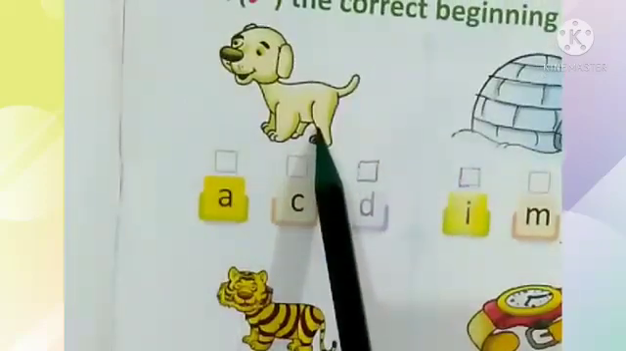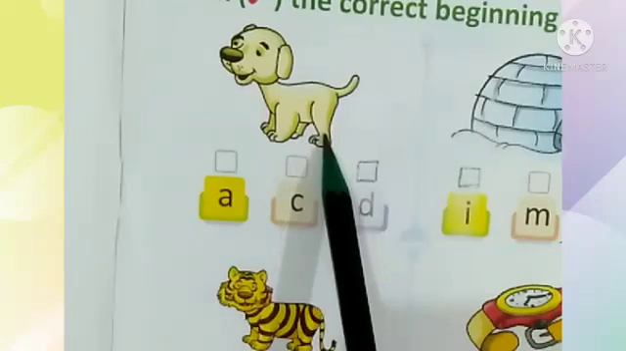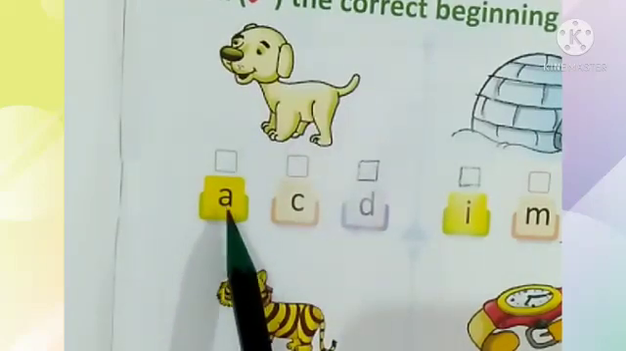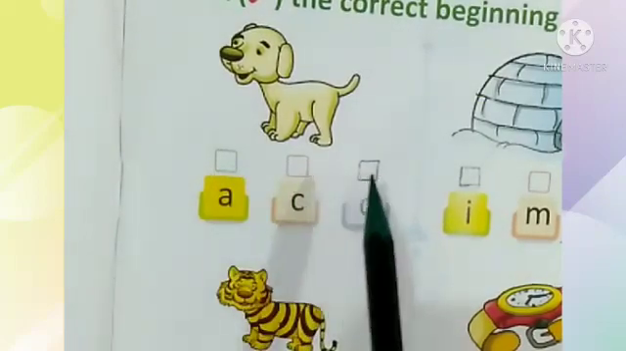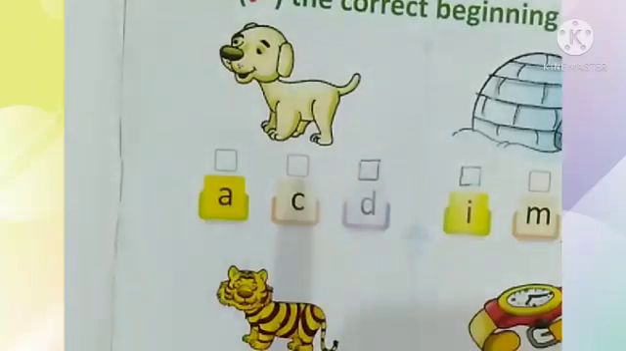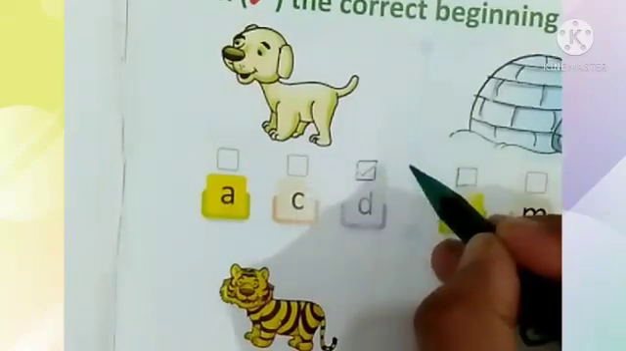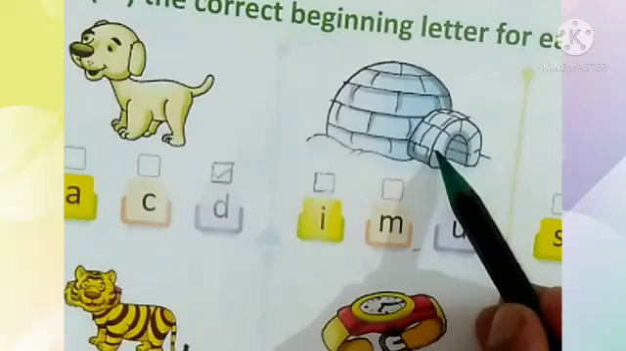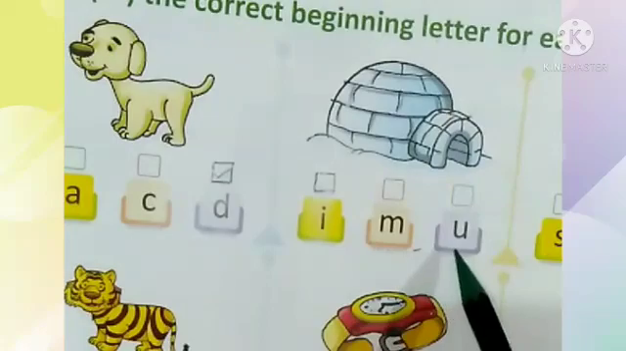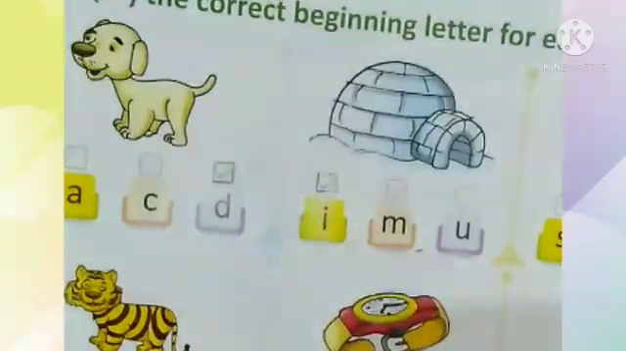Which picture is this? This is a picture of a dog. D for dog. Find out where is D. This is A, this is C, and this is D. Some boxes are here. You have to tick on D. Which picture is this? This is a picture of an igloo. I for igloo. Find out where is I. I is here. So you will tick in this box like this.